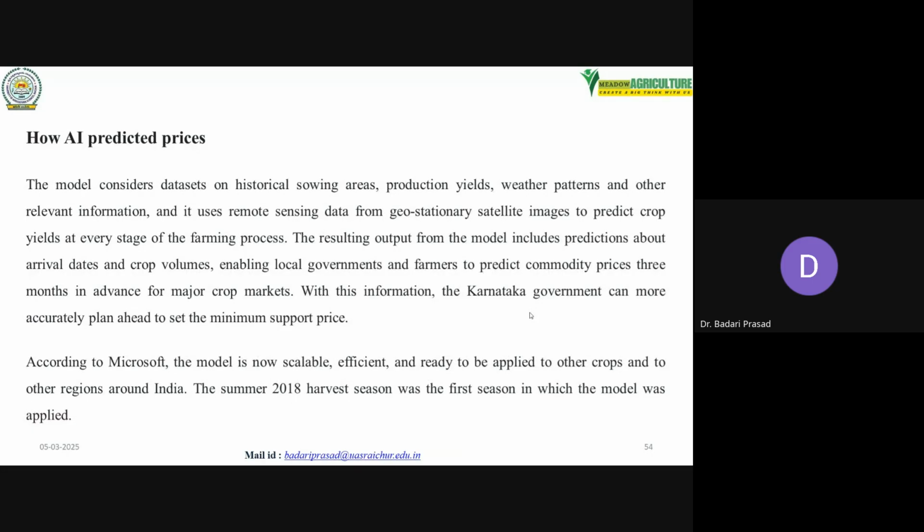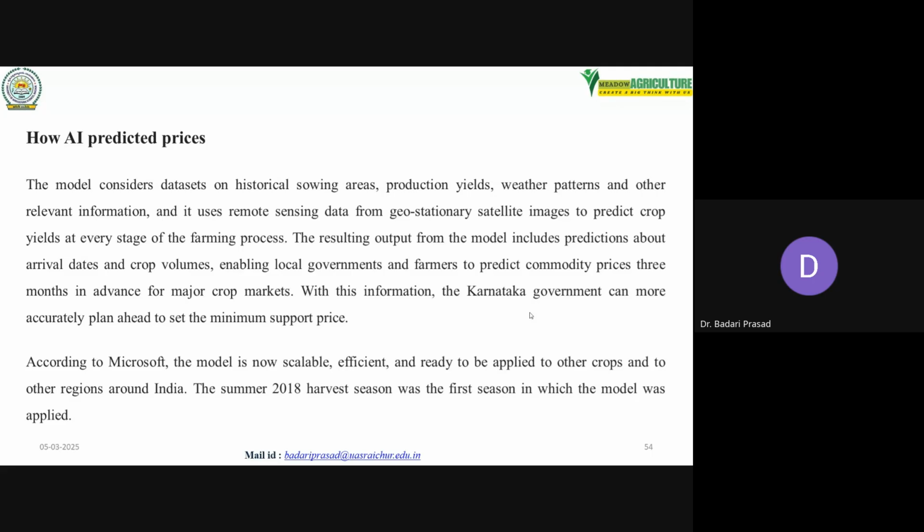So how does it predict the prices? The model considers datasets on historical sowing areas, production yield, weather patterns, and other relevant information, and uses remote sensing data from geostationary satellite images to predict crop yields at every stage of the farming process. The resulting output from the model includes predictions about arrival dates and crop volumes, enabling the local governments and farmers to predict commodity prices 3 months in advance for major crop markets.